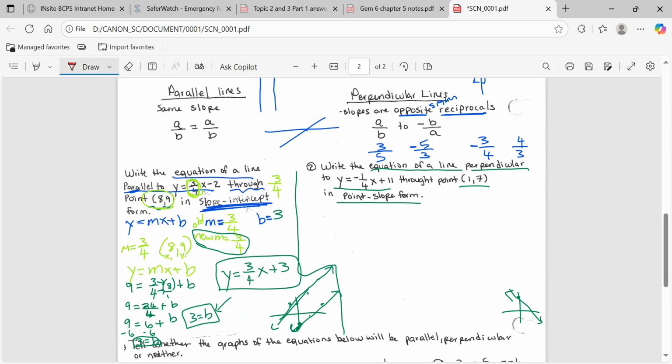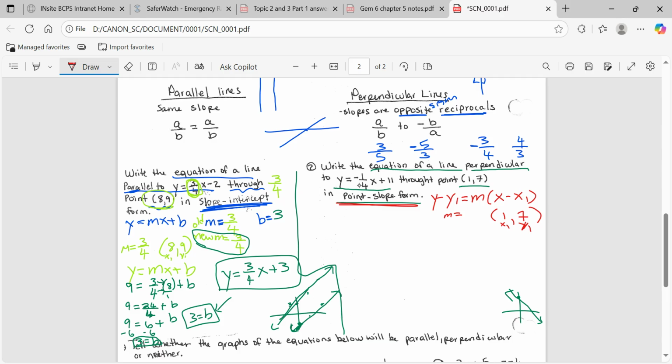Now they want it in point slope form. Well, what is point slope form? That's y minus y1 equals m parentheses x minus x1. And so for point slope form, I need two things. I need the slope and I need the point. Well, I know the point because they told me it has to be perpendicular to this line and through the point (1, 7). So I already have the point. All I need is the slope.